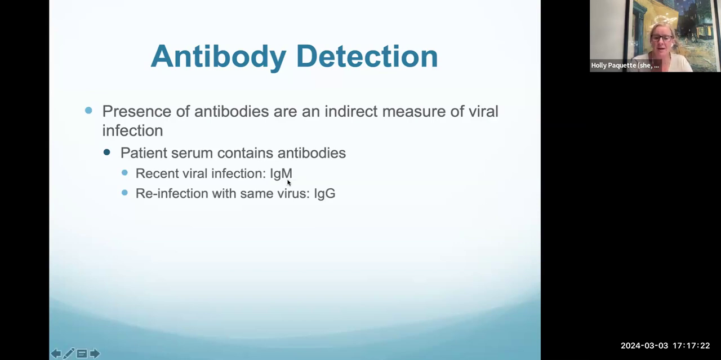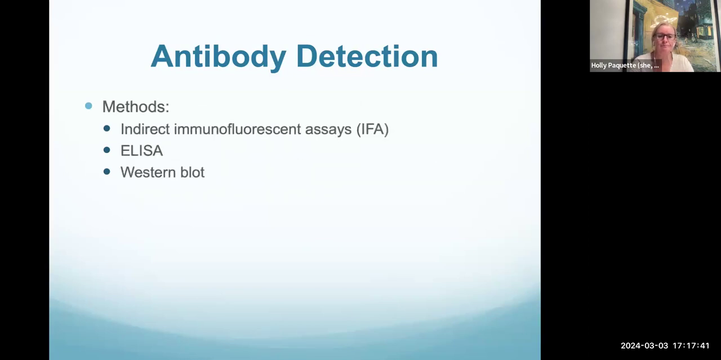We can look at the type of antibodies present. So if it's a recent viral infection, we would expect it to be an IgM antibody. And if it's a reinfection with the same virus or we're further into the infection, we would expect it to be IgG. I don't expect you to memorize that. Just know that we can detect, though, antibodies in a person as well.